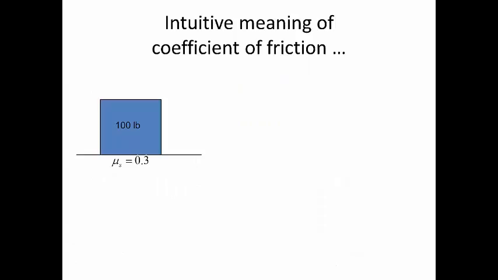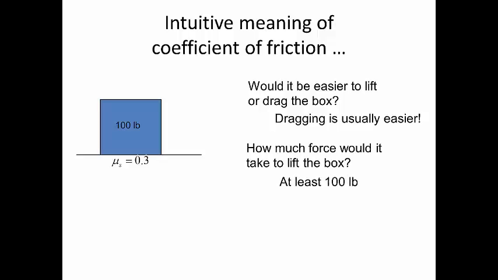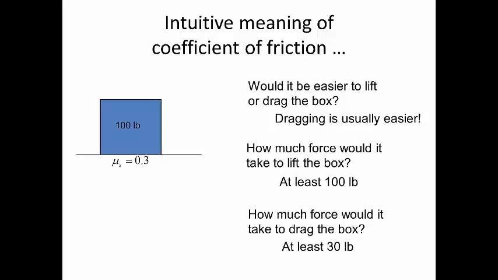Let's look at the intuitive meaning of what the coefficient of friction is. Would it be easier to lift or drag this box? Dragging is usually easier than lifting. How much force would it take to lift the box? Well, we'd have to apply at least 100 pounds to get it off the ground. How much force would it take to drag the box? Well, at least 30 pounds, 0.3 times 100.